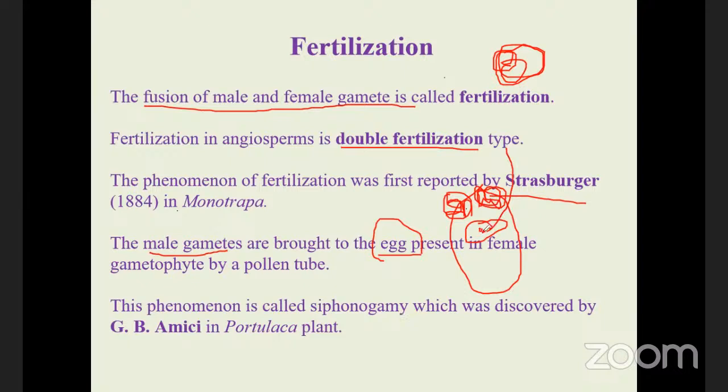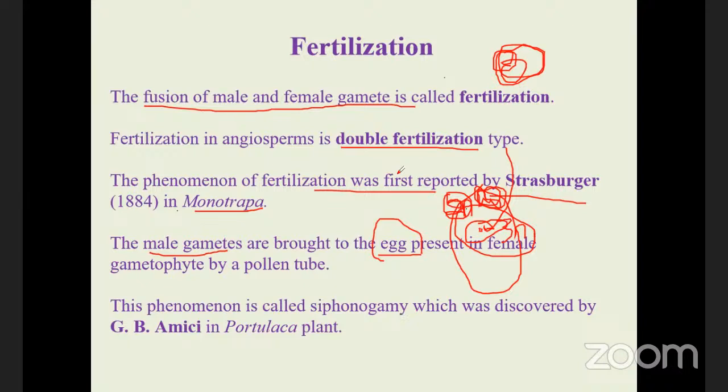Fusion of second male gamete with the polar nucleus, that means already 2N is there, 2 nuclei are there, plus 1 nucleus, 3 nuclei are fusing, that's why triple fusion. This triple fusion was first reported by Nawaschin. Double fertilization was first reported by Strasburger on Monotropa plant. And in this, 2 steps are there. The first step is syngamy, the second step is triple fusion. These two fertilizations are taking place, that's why it is called double fertilization.